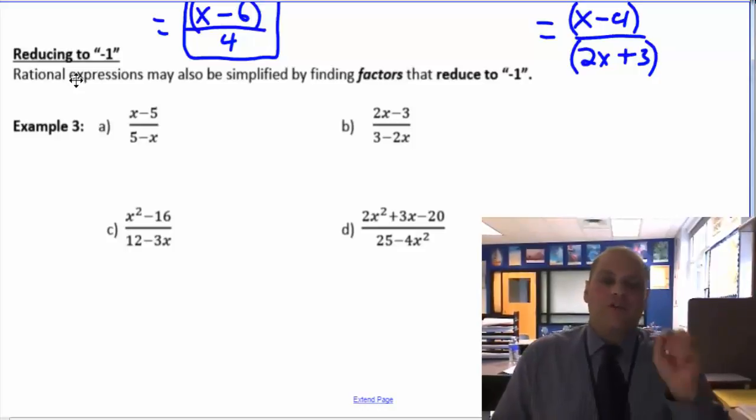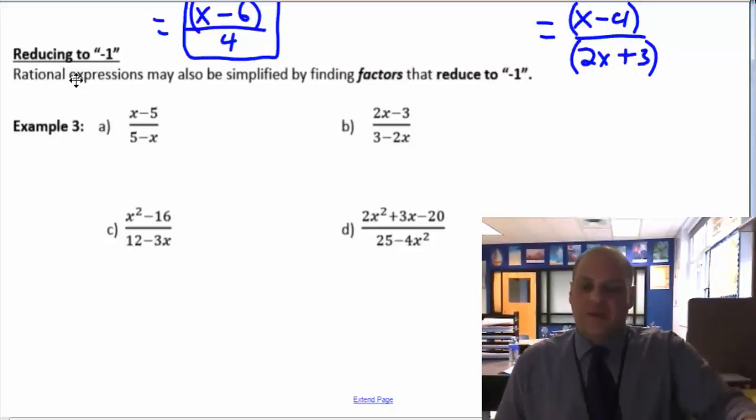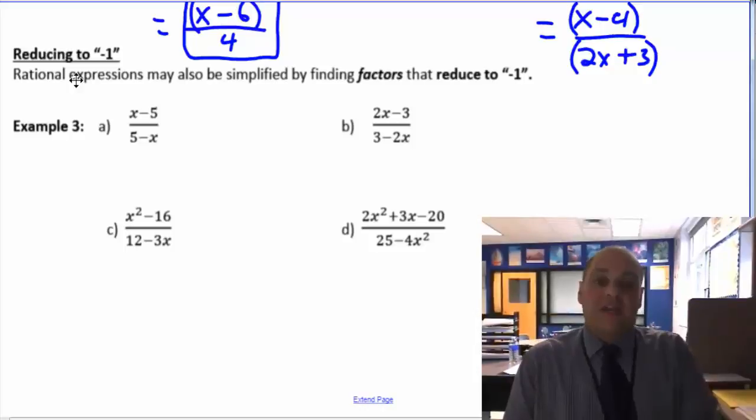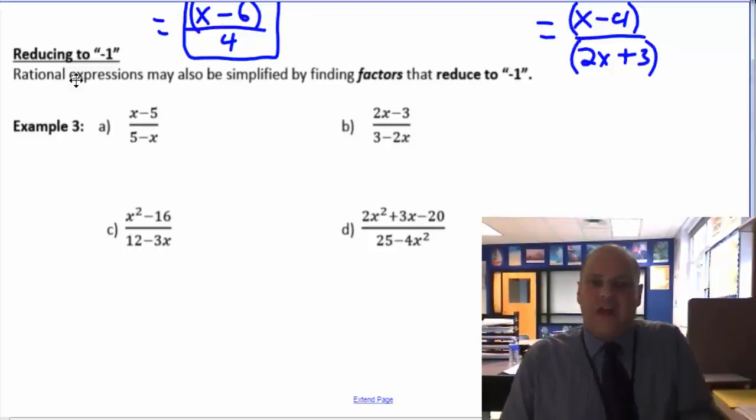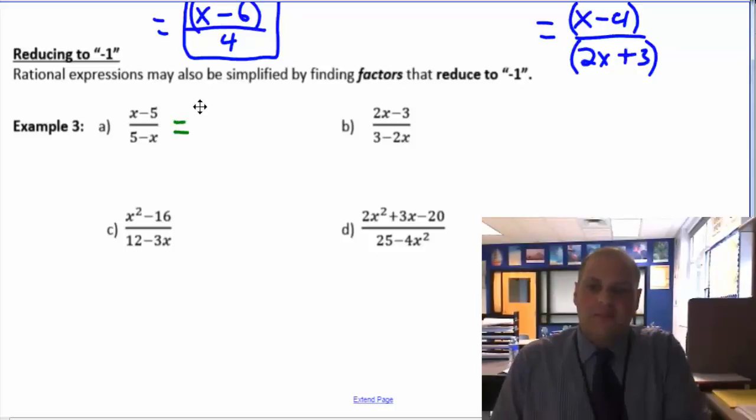Now, reducing to negative 1. This is a special case where we can actually factor a negative 1, and then it helps us reduce to 1. And then the reducing to negative 1 is kind of a shortcut. So I'm going to show you A and B. I'm going to show you it the long way, and then we'll get a shortcut.